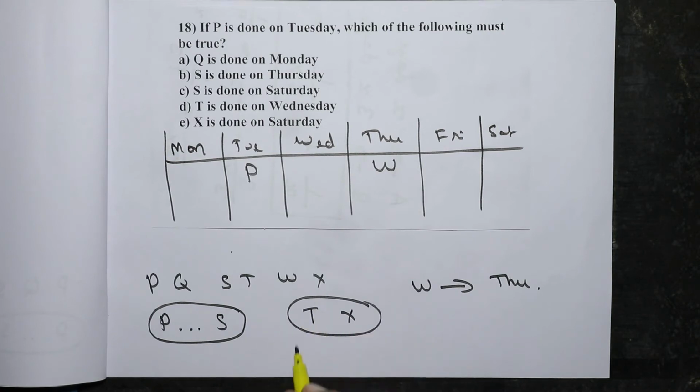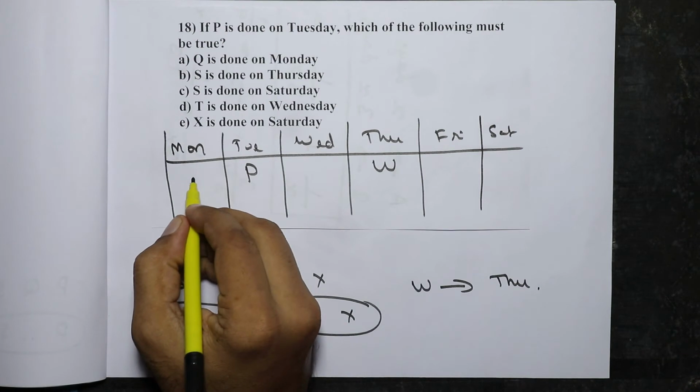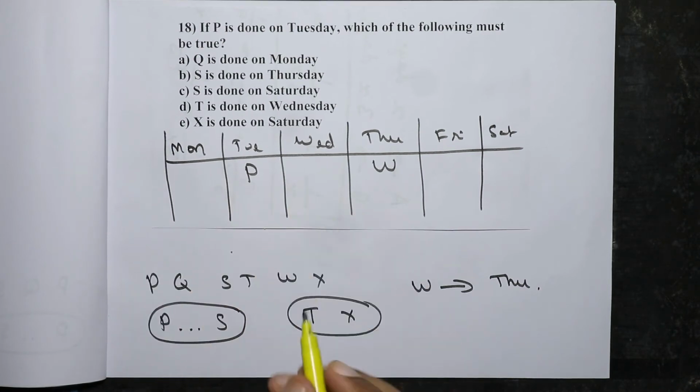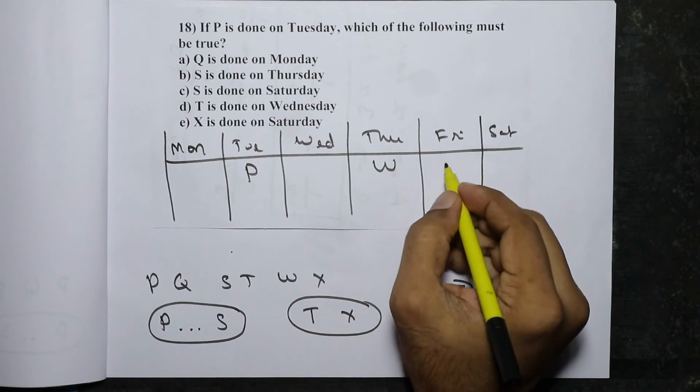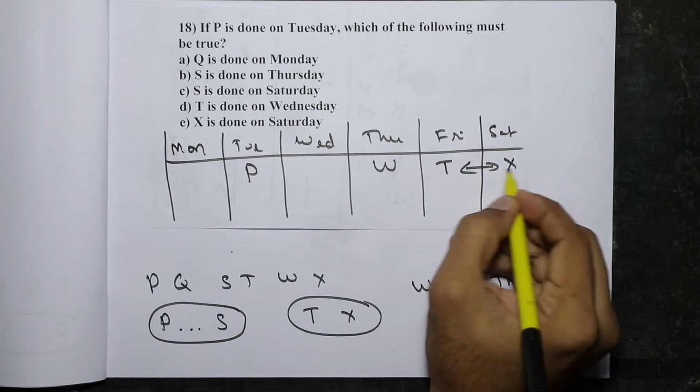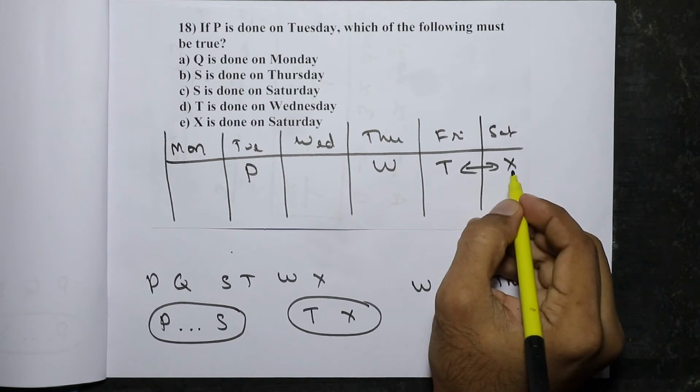Now we need to have 2 consecutive days for T and X. Here only 1 day is there, so that is not possible. Here also only 1 day is there, so that is not possible. Which means that T and X should be done on Friday and Saturday, and they can be interchanged. It can be XT or TX.